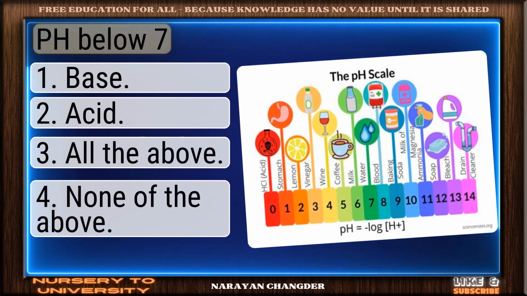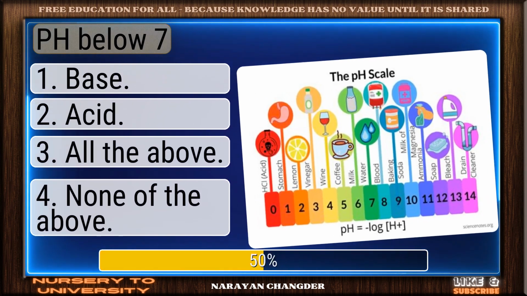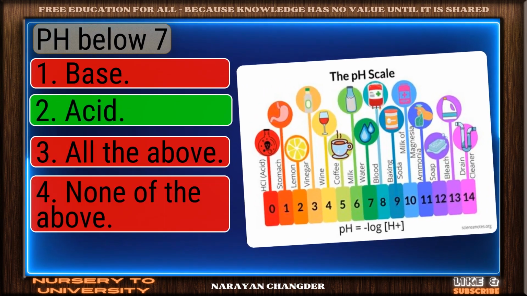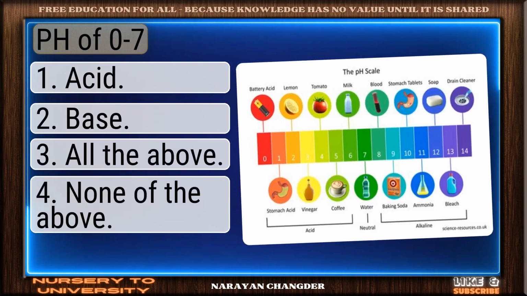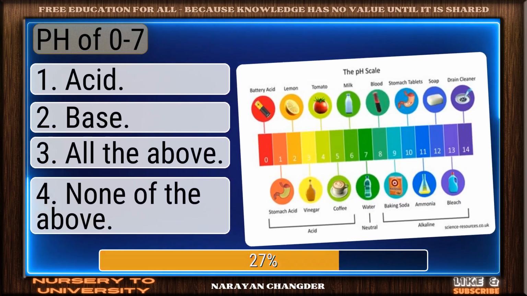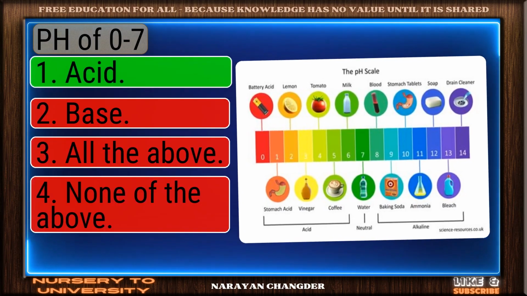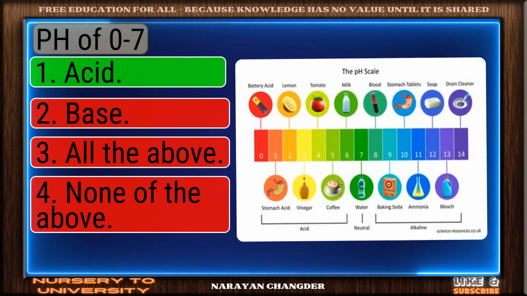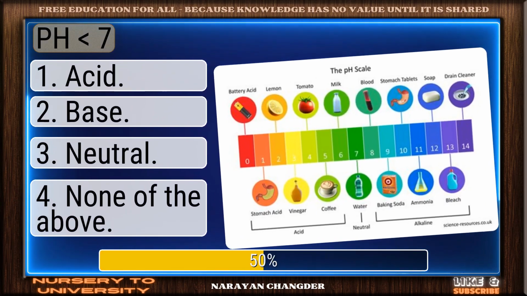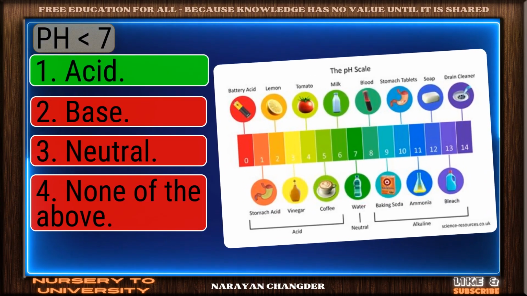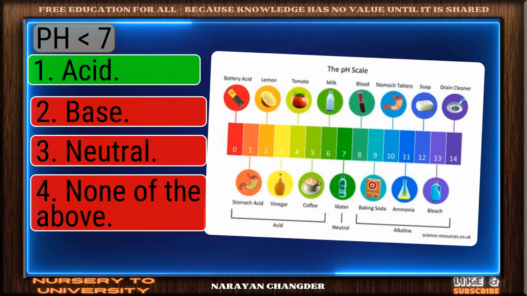Question number 298. pH below 7. Excellent choice. Acid is the right answer. Question number 299. pH is 7. Well reasoned. Acid is the correct choice. Question number 300. pH 7. Smart pick. Acid is the correct choice.